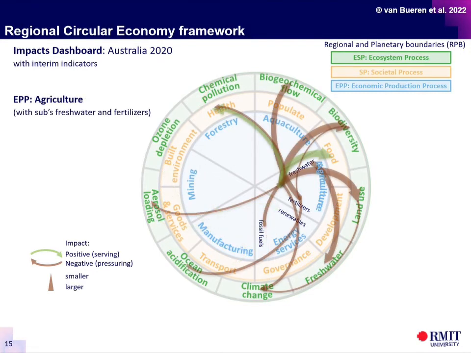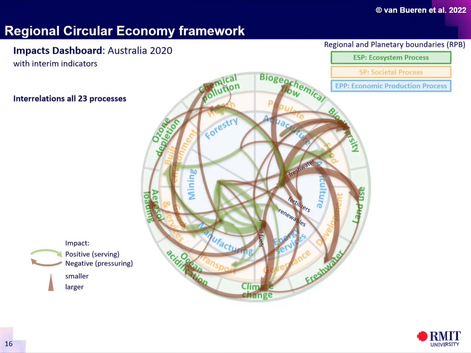Now compare this with agriculture. Of course, agriculture contributes to food and health. However, it also heavily pressures 7 ecosystem processes. Arguably, agriculture is of higher priority to become more circular than manufacturing processes.